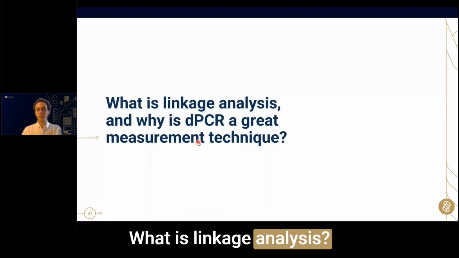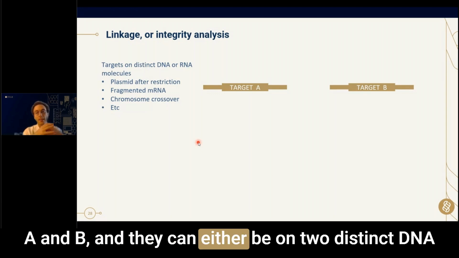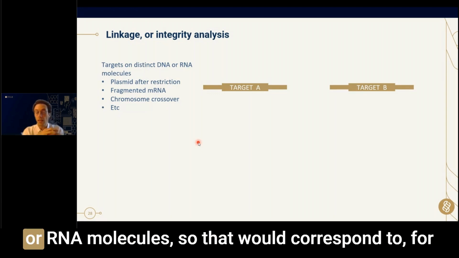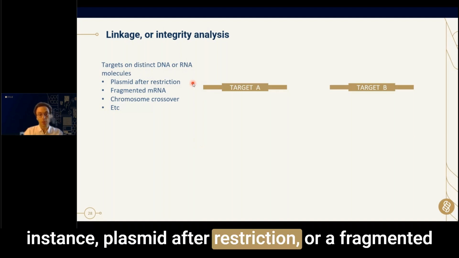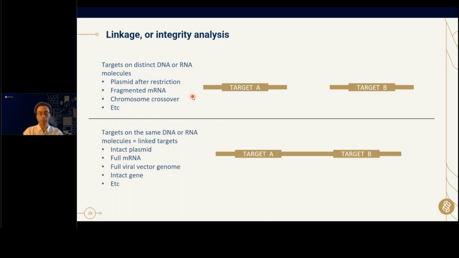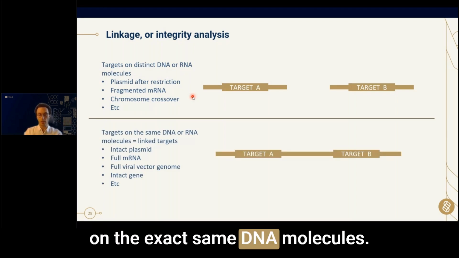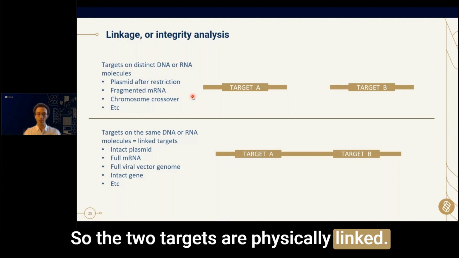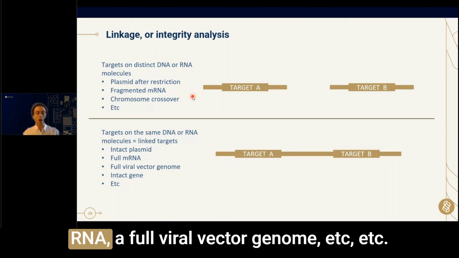What is linkage analysis? So the situation is I have, let's say, two targets, target A and B, and they can either be on two distinct DNA or RNA molecules. That would correspond to, for instance, plasmid after restriction, or a fragmented messenger RNA, or a chromosome crossover, etc. Or I can have the two targets present on the exact same DNA molecules. So the two targets are physically linked. And this situation would correspond to an intact plasmid, or a full messenger RNA, a full viral vector genome, etc.